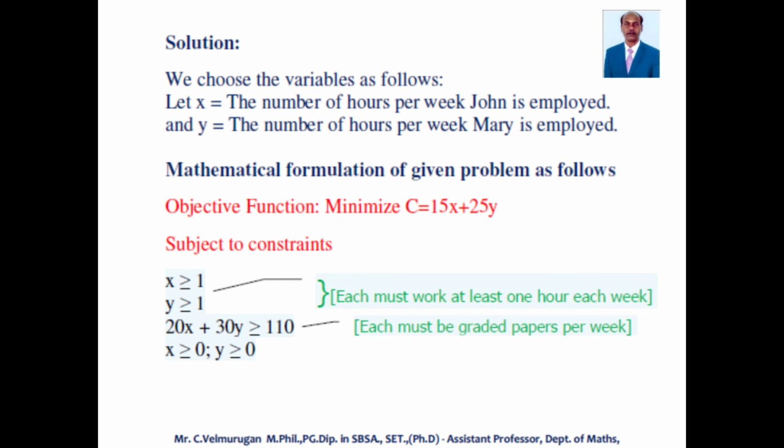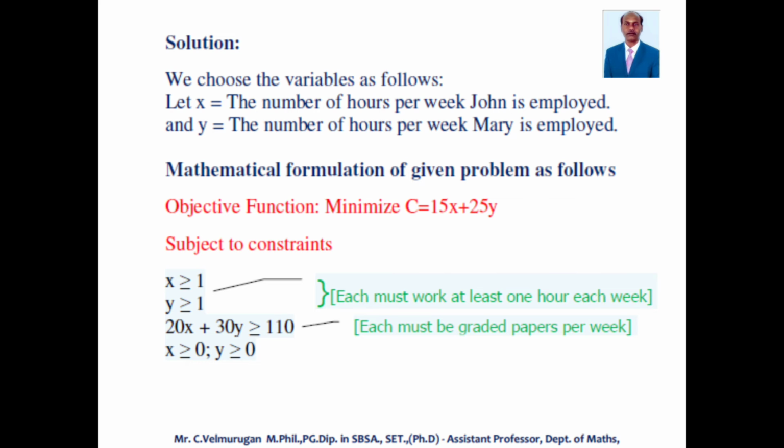What are the constraints? First constraint: each must work at least 1 hour each week. So we define the first two constraints as x greater than or equal to 1, y greater than or equal to 1, because they need to work at least 1 hour. The second constraint is about papers graded per week. The professor needs at least 110 papers corrected in a week. So using the two persons, we consider 20x + 30y greater than or equal to 110.